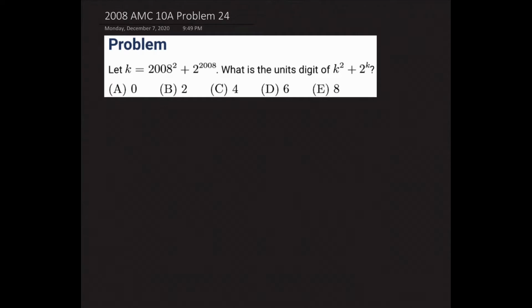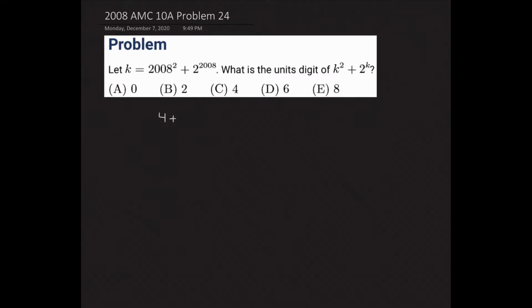So the first step in this problem is to first find the unit digit of k itself. Any number that ends in 8, when you square it, has a unit digit of 4 because 8 squared is 64. And so 2008 squared is going to end in a 4, and so the unit digit is just going to be 4. And then 2 to the 2008.